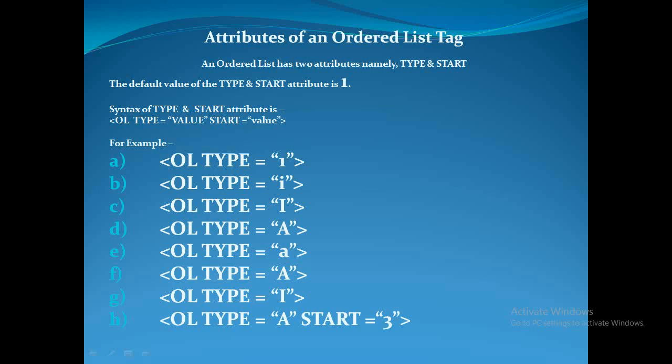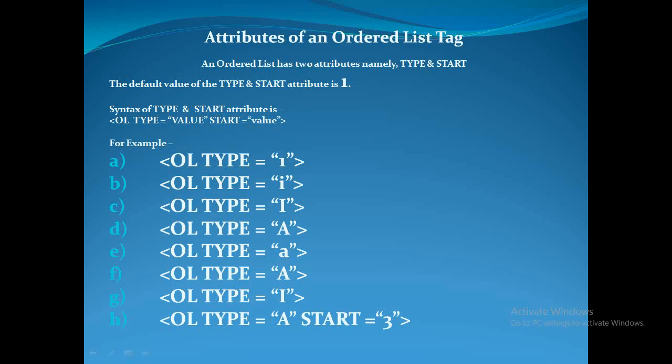Same way, we can create a line for OL with its attributes: OL type equals value, then start equals value. Now what to write here? OL type equals 1 is number form, then Roman numerals: small i, capital I, then capital A, then small a. In this way we can write.